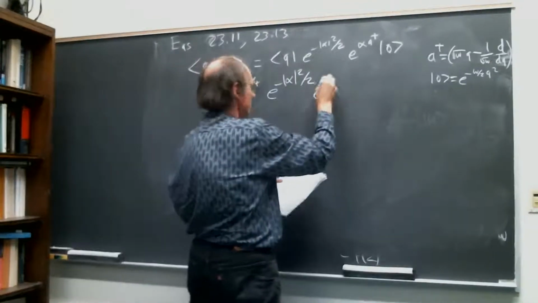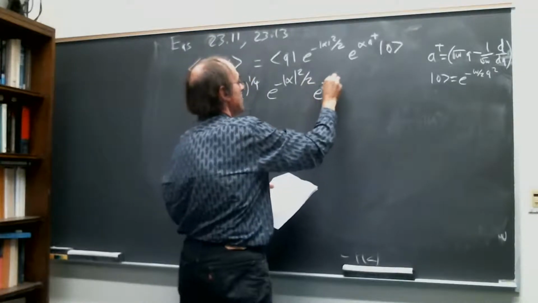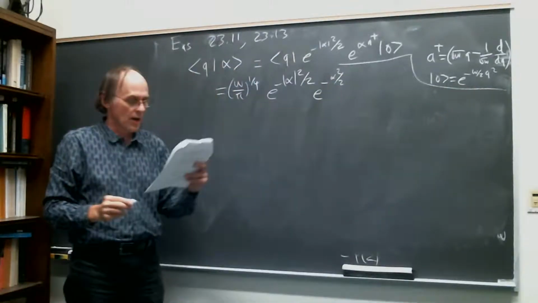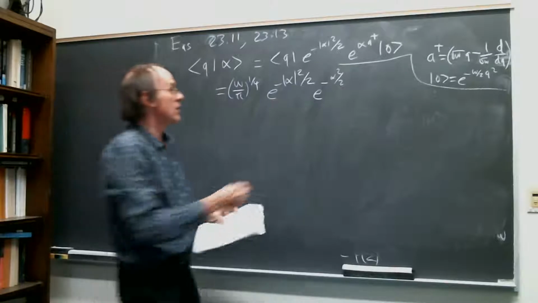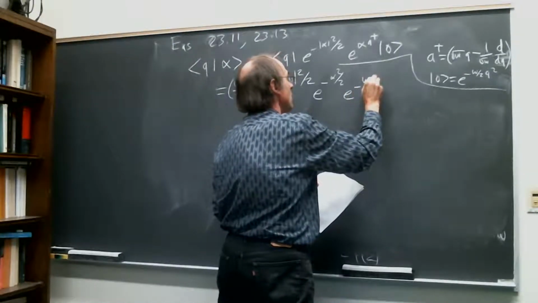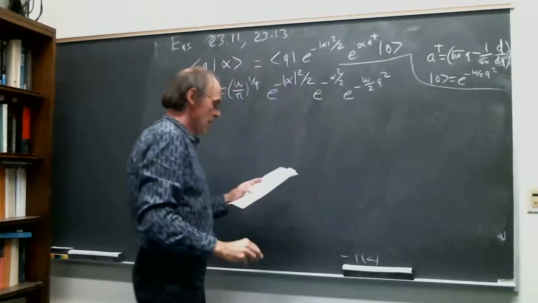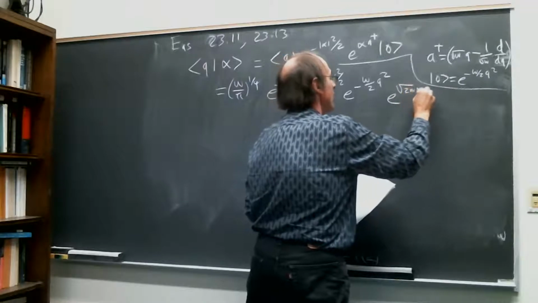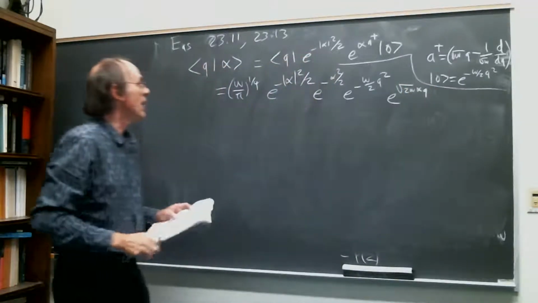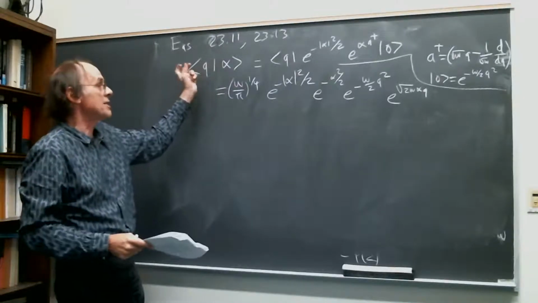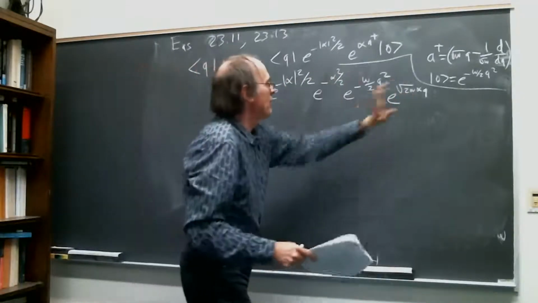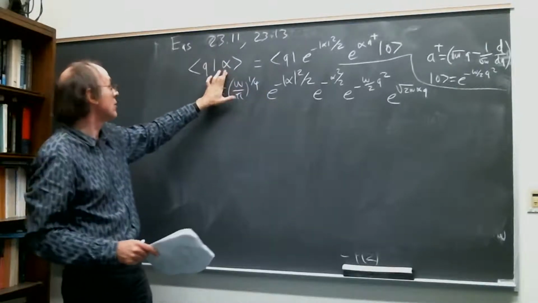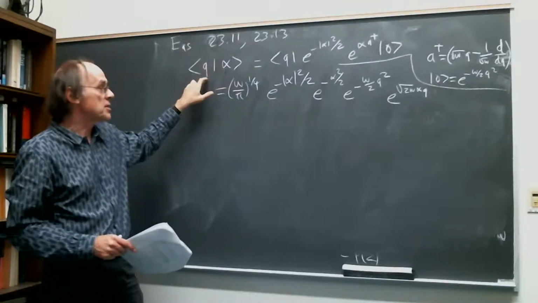Then, weirdly, there's an e to the minus alpha squared over 2 with no absolute value, and then an e to the minus omega over 2 q squared. And then there's an e to the square root of 2 omega alpha q. So you could do this. It's a bit of a mess, but it's not that bad. But this is the basic equation that tells you what coherent states look like in position space.